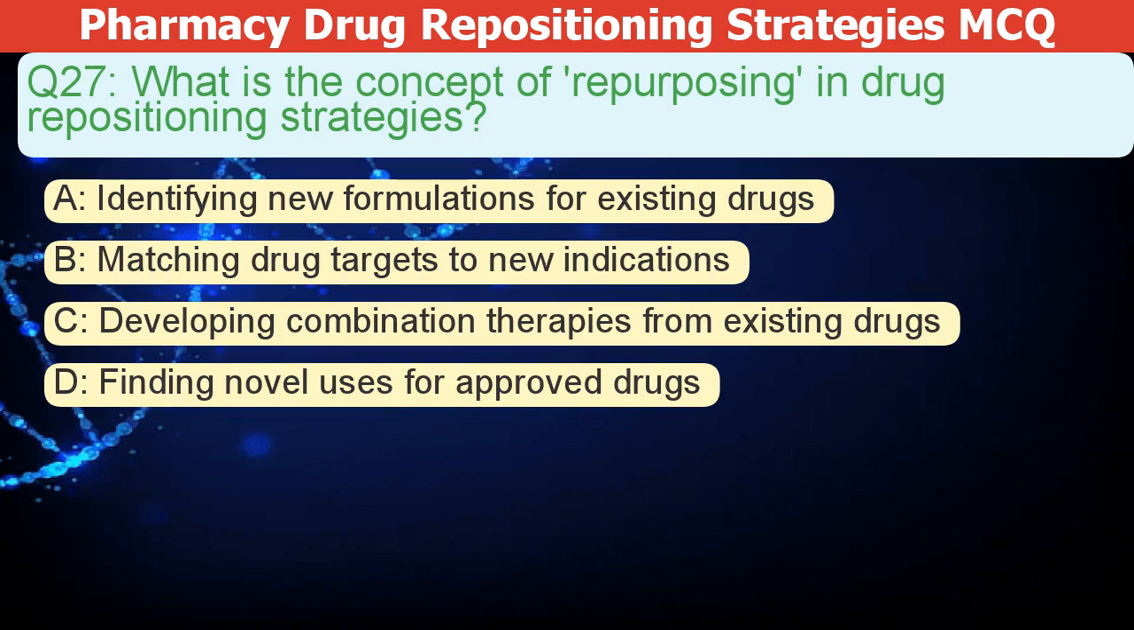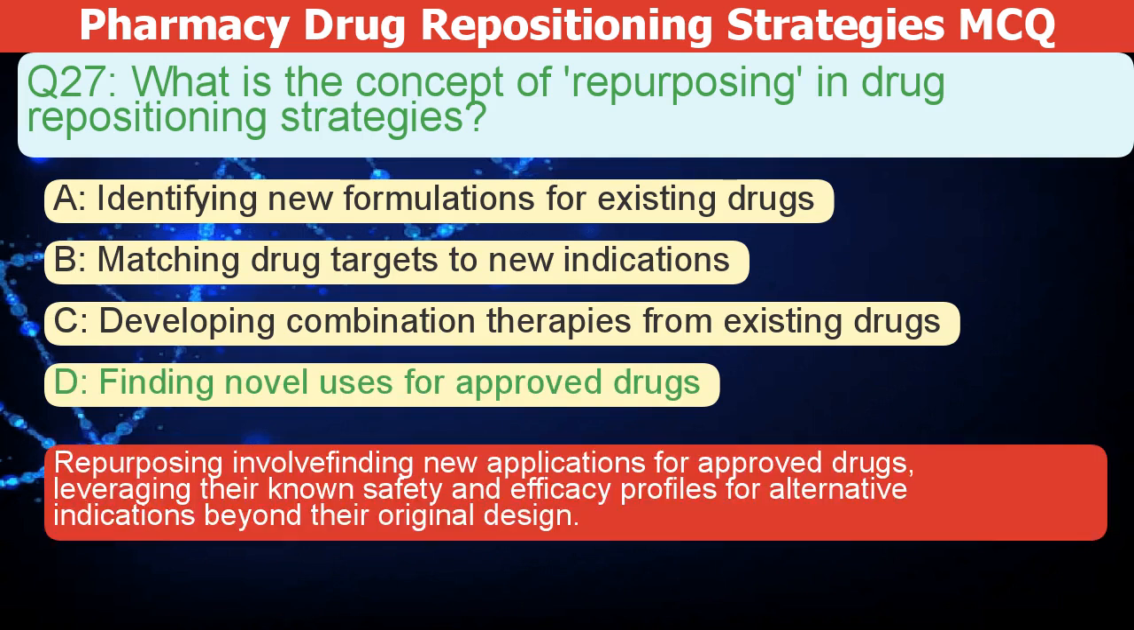What is the concept of repurposing in drug repositioning strategies? A. Identifying new formulations for existing drugs. B. Matching drug targets to new indications. C. Developing combination therapies from existing drugs. D. Finding novel uses for approved drugs. The correct answer is D.